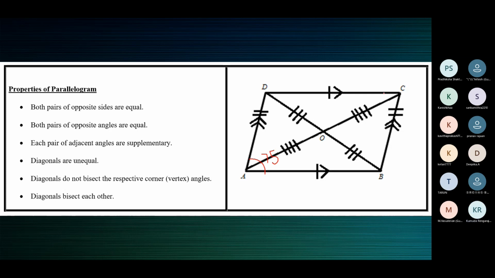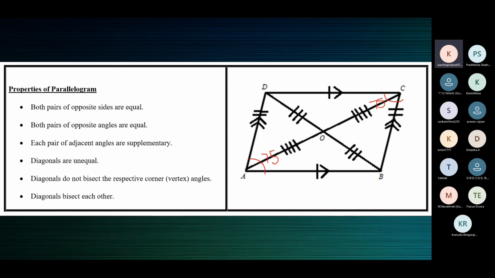Pranav, Rajan, what is the measure of angle C? Shivani, what's the measure of angle C? 75 degrees. Why? Because opposite angles are equal. You should be careful in using that. Because opposite angles are equal. So 75, 75.